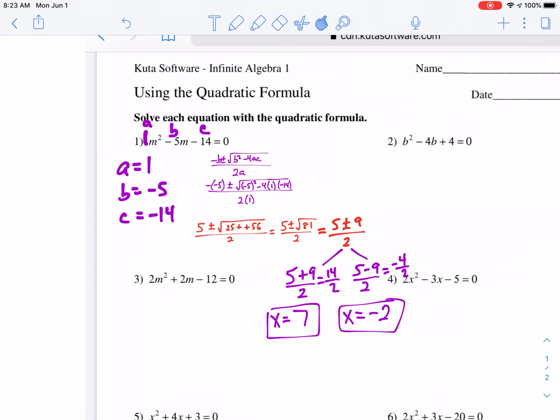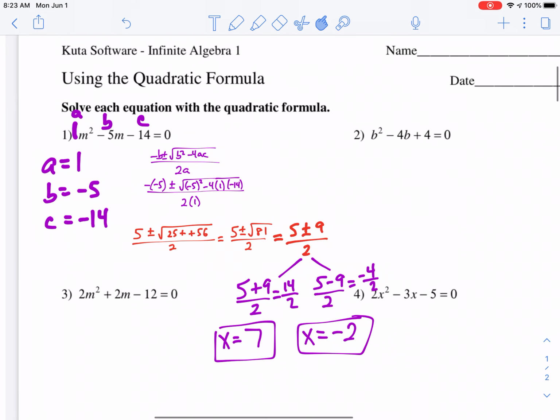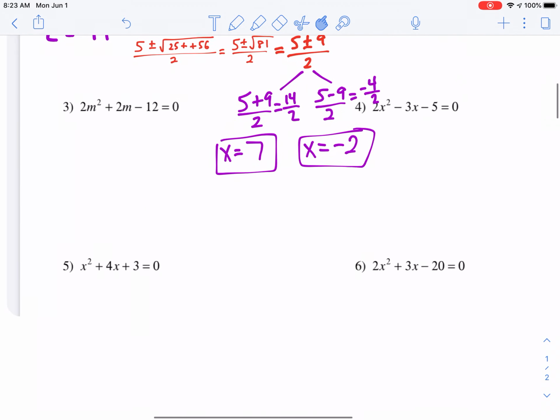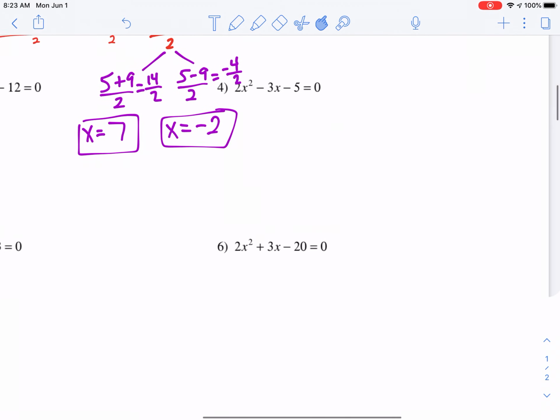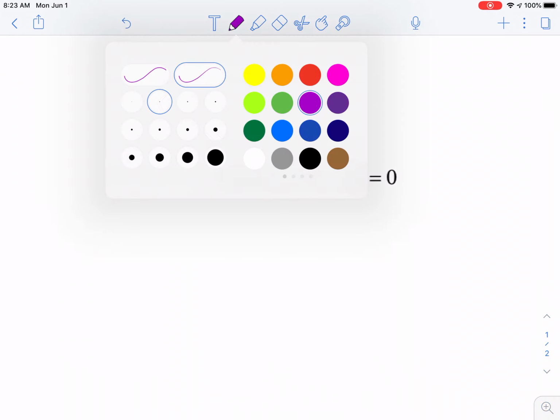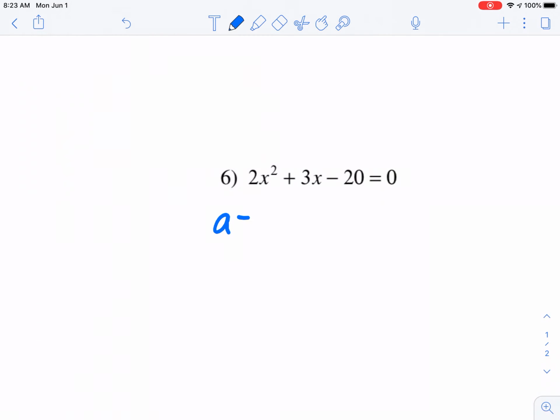All right. Let's try one more. We'll do one, I guess, down here. We'll do like this one here, number 6. A is 2, B is 3, C is -20.